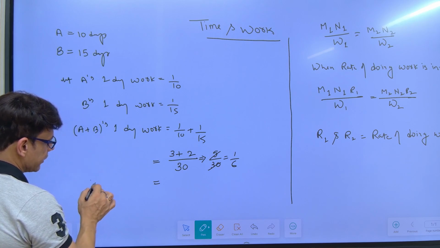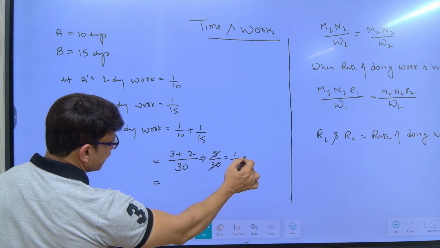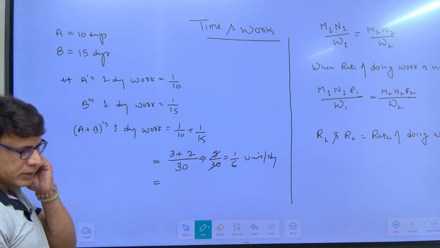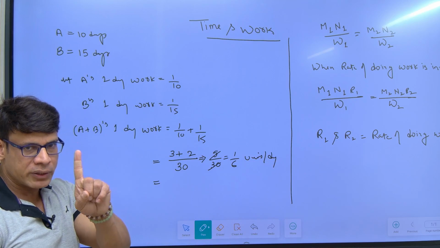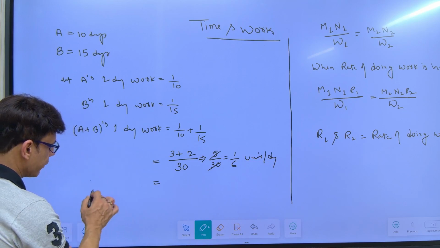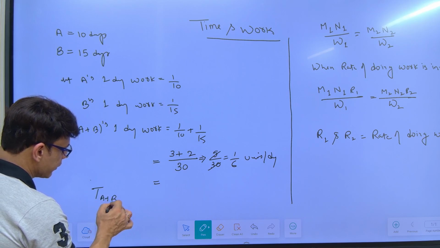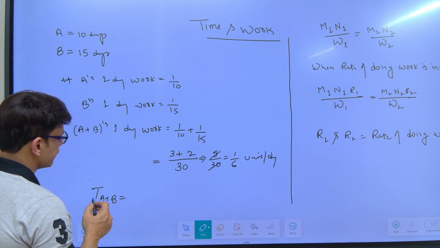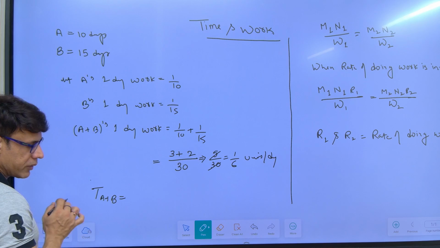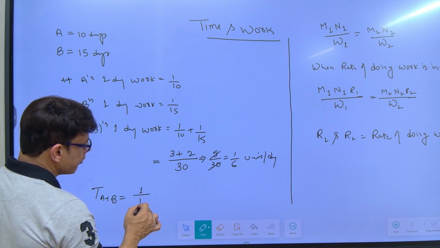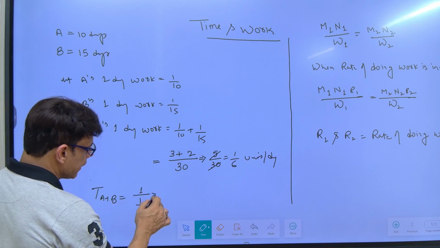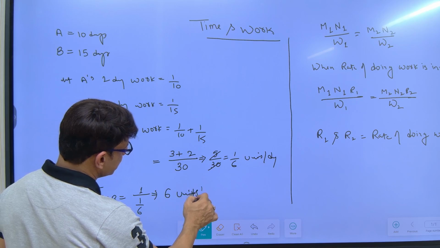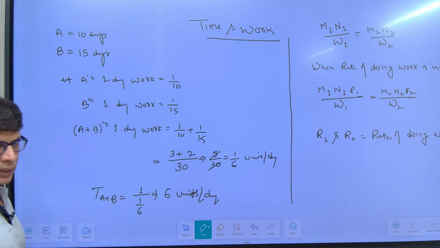So in how many days? I have to find, this is now efficiency, 1 by 6 units per day. And when we are solving questions in this fashion, we have taken total work as 1 unit. Now I have to find the time taken by A and B together to do this work. What is time equal to? Work upon efficiency. Work is 1, and combined efficiency is 1 by 6. You turn it up, this will become 6 days.